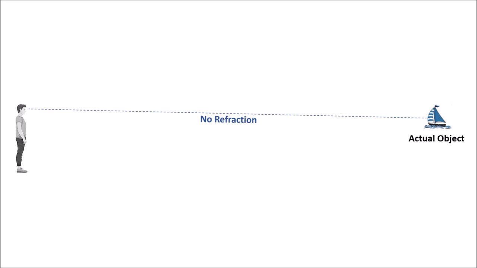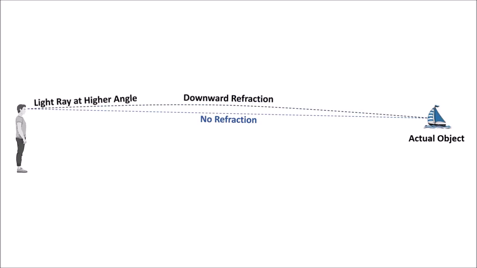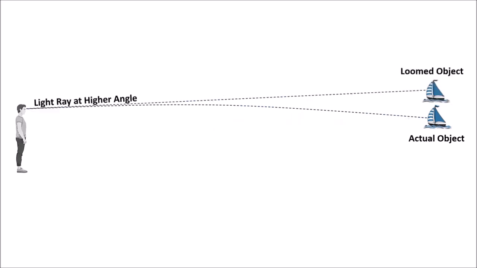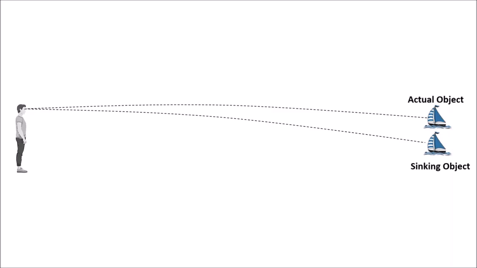So here we have an observer looking at a sailboat off in the distance with no refraction. So the light travels in a straight line. Now I've added a light path that is refracted downward. So this light path enters the observer's eyes at a higher angle. So to the observer, the sailboat appears higher than it actually is. But Ranty's making the opposite claim, that the object is actually lower than it really is. So let's take a listen to Ranty.